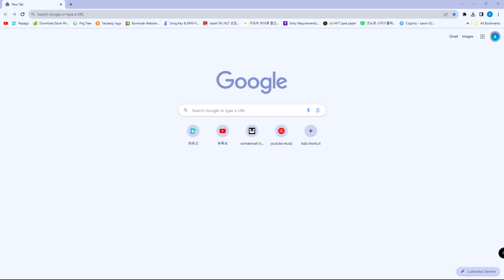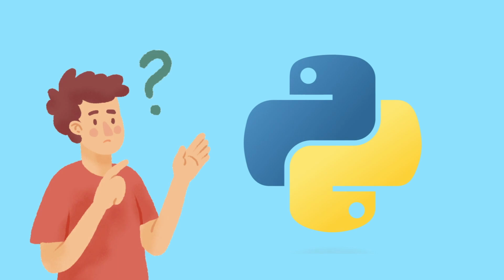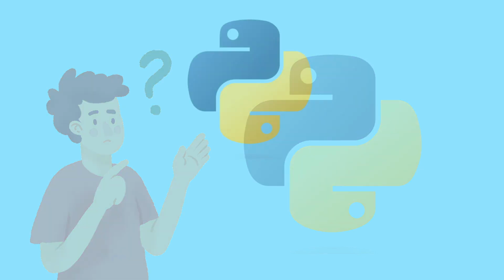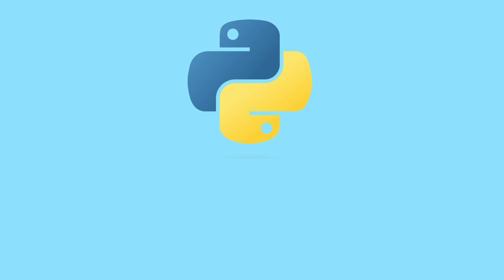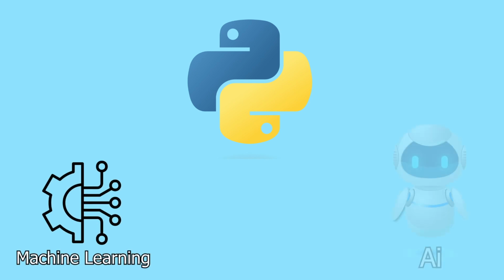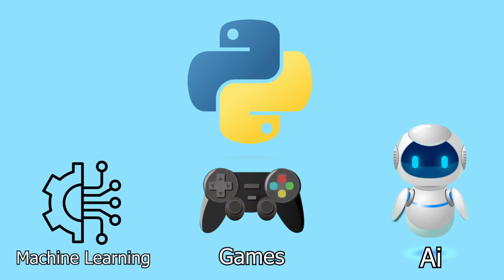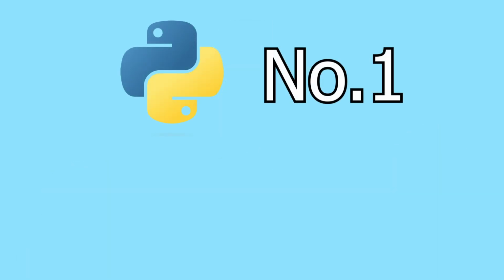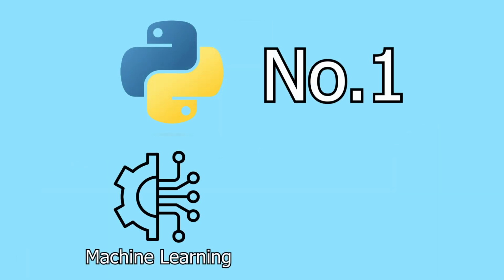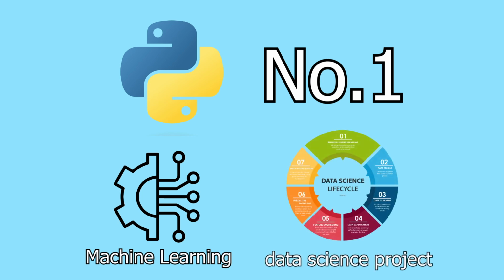In this tutorial, you will learn everything you need to know to start Python. Before we get started, I'm going to tell you about what you can do using Python. Python is a multi-purpose programming language, so you can use it for a variety of different tasks. You can use Python for machine learning, AI, and games. Actually, we can say that Python is the #1 programming language for machine learning and data science projects.